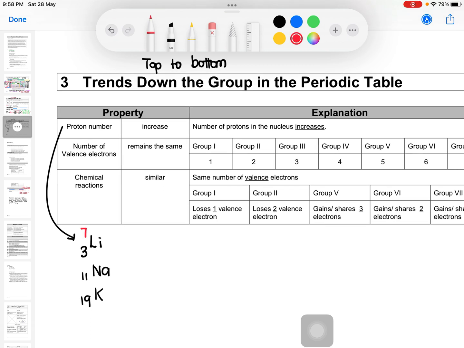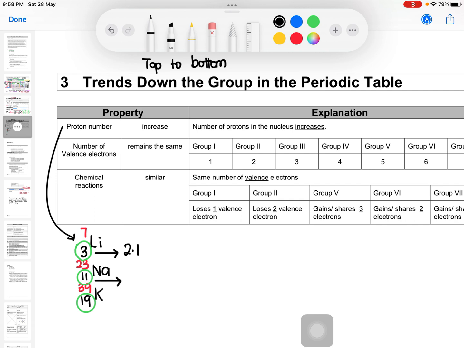Always remember that the smaller number is the number of protons. So it is this smaller number you're looking at. Moving down the group, the proton number increases, but the number of valence electrons remains the same. So what does it mean? If I have 3 protons, I have 3 electrons, so this would mean 2.1 for my electronic structure.